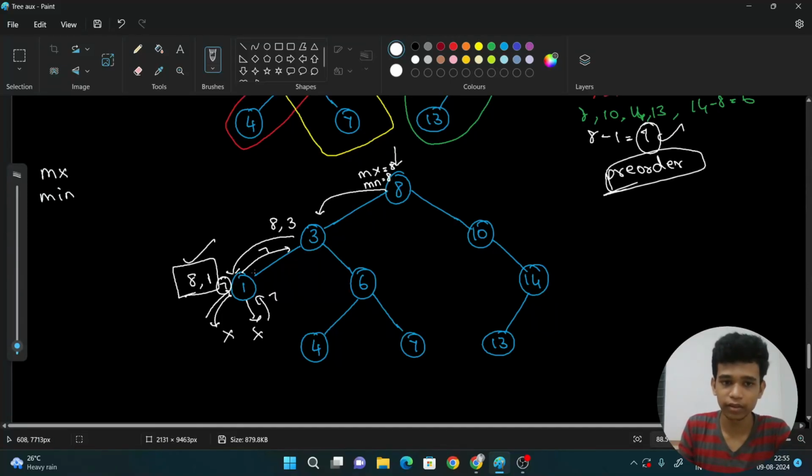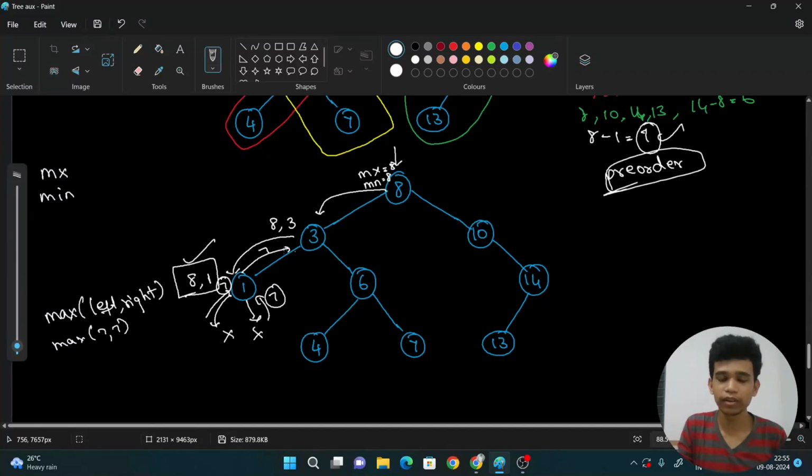Whether I take this 7 or this 7, we can take any 7. We will take the maximum among the left path and the right path, right? What is the maximum among 7 and 7? 7 only. So that's why this one returns 7. Now again, I'm going to the 6. Now 3 is not greater than 6, so 6 is not a minimum value, and 6 is also not a maximum value. Don't worry. Just go down. I'm going down. Here comes what?